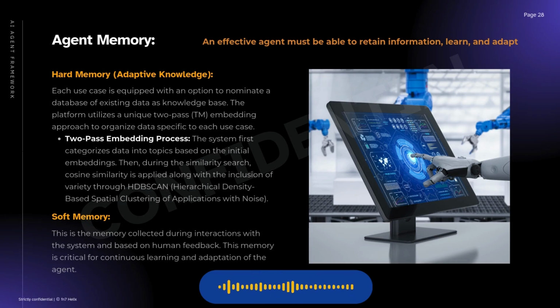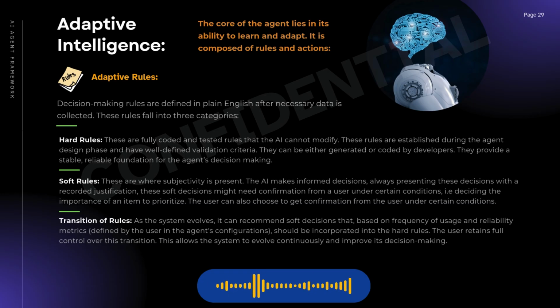So now we have the interaction modes, we have the actors, and we have the memory. Now we get to the heart of the AI agent's intelligence. Adaptive intelligence. This is where the real magic happens. This is what sets AI agents apart from traditional software. Tell me more. So adaptive intelligence has two key components: adaptive rules and adaptive actions.